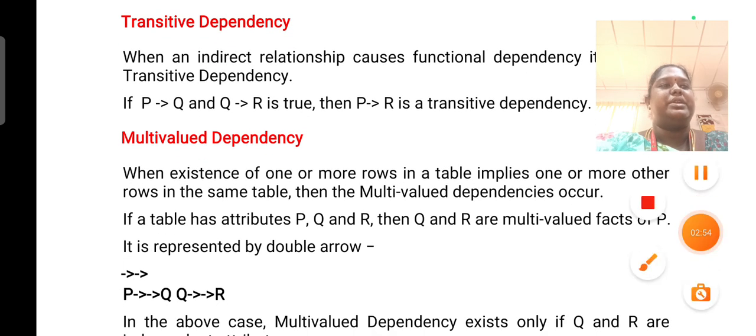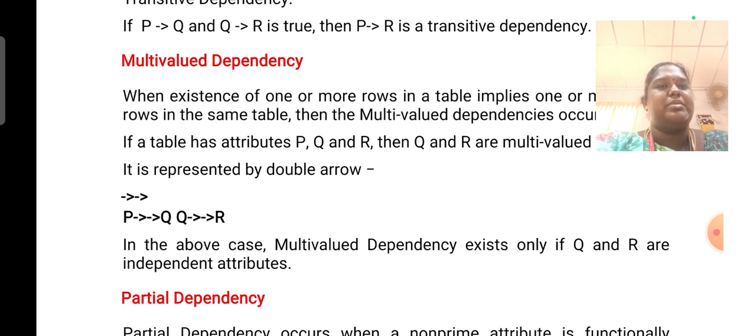And then multi-value dependency. When the existence of one or more rows in a table implies one or more other rows in the same table, then it is a multi-value dependency. If a table has attributes P, Q, R, then Q and R are multi-valued facts of P. It is represented by a double arrow: P tends to Q, Q tends to R. In the above case, multi-value dependency exists only if Q and R are independent attributes.